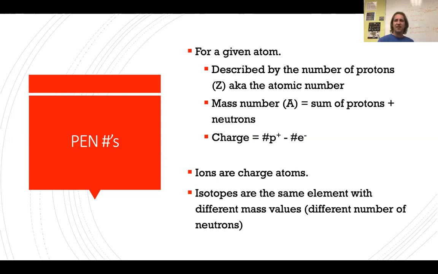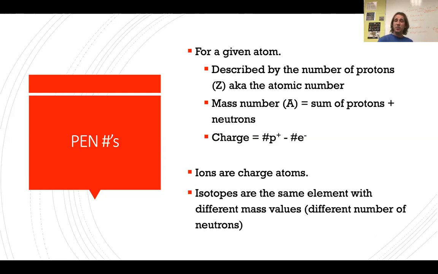We have 2 other vocab terms we should talk about just as a refresher. Ions, if you remember, are charged atoms. We've either gained or lost electrons. We're not going to change the protons because that changes the element. That only happens in our nuclear reactions. We're not going to be doing that here in chemistry. We're just going to be gaining or losing electrons.